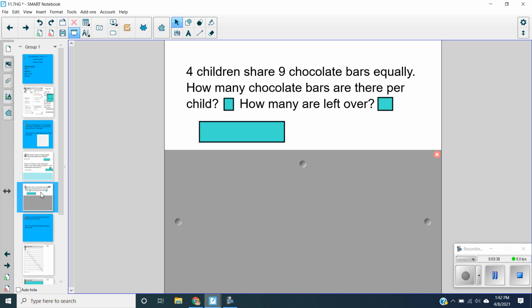This next one, we have 4 children and they're sharing 9 chocolate bars equally. How many chocolate bars are there per child and how many left over? Press pause and play when you're ready to check.